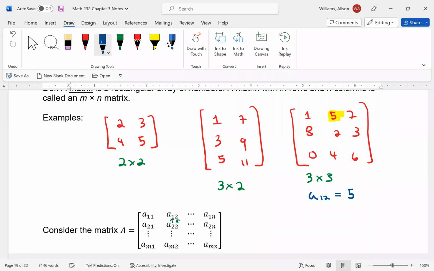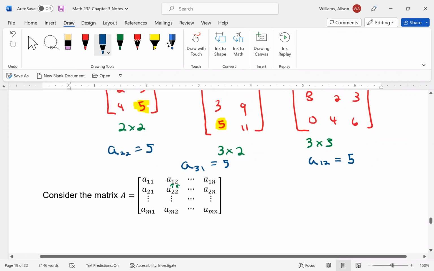Okay. Right here, the term that's in 3, 1. Third row, first column, boop. Oh, 5 again. That was totally by chance. I don't know. Apparently I like 5. Okay, here where's 5 in this one? Well, that would be second row, second column. There we go. Okay, so it's a way of labeling where an element is on the matrix or where a term is on the matrix.